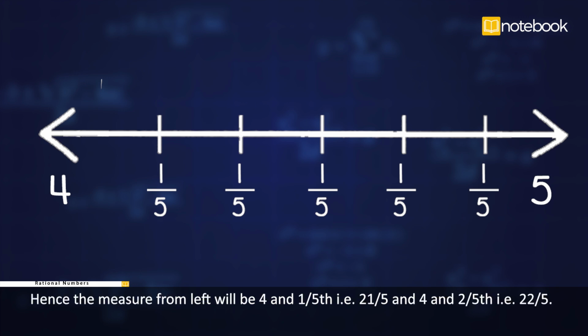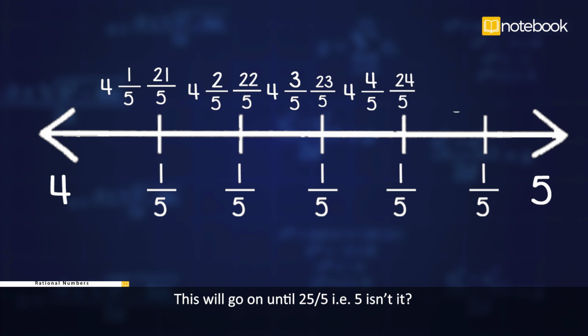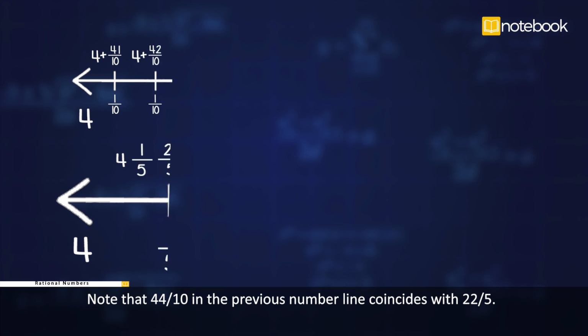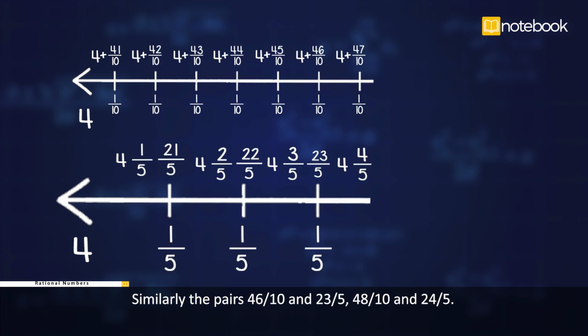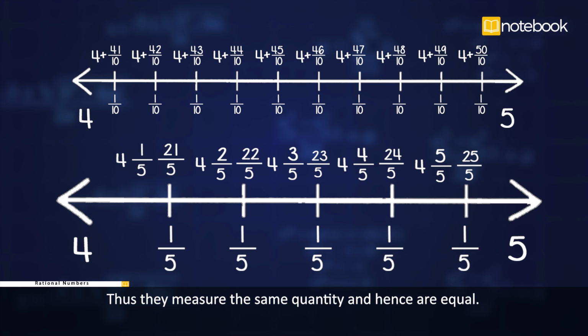Hence the measure from left will be 4 and 1/5, that is 21 by 5, and 4 and 2/5, that is 22 by 5. This will go on until 25 by 5, that is 5, isn't it? Note that 44 by 10 in the previous number line coincides with 22 by 5. Similarly, the pairs 46 by 10 and 23 by 5, 48 by 10 and 24 by 5. Thus, they measure the same quantity and hence are equal.